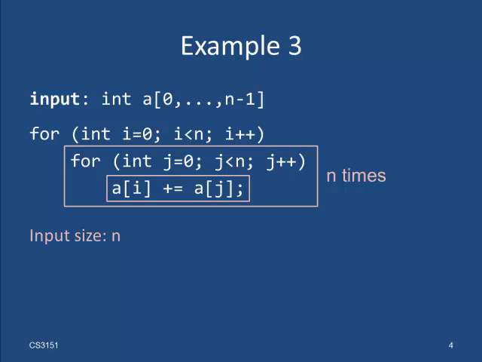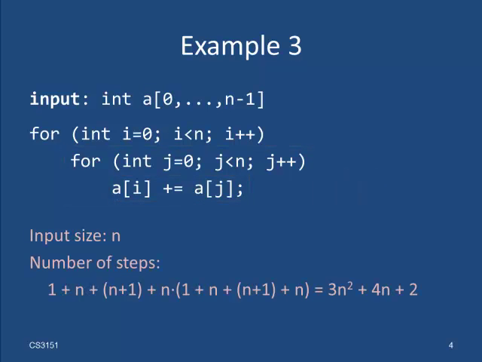Did you take notes? Well, if not, here's the calculation we came up with. The number of steps is 1 plus n plus n plus 1 plus n times (1 plus n plus n plus 1 plus n), which is equal to 3n squared plus 4n plus 2. The execution time function can be defined as t of n equal to 3n squared plus 4n plus 2.